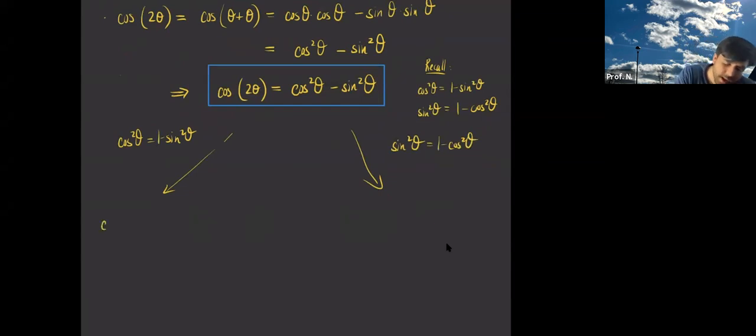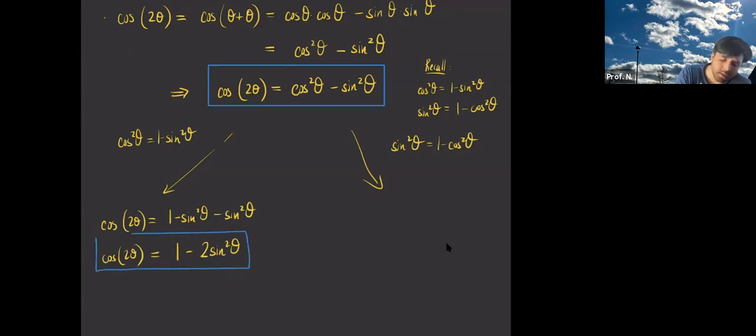So if I do so, look what happens. Cosine of twice the angle, instead of writing cosine squared, I'm going to write 1 minus sine squared theta minus sine squared theta. So what's 1 minus sine squared theta minus sine squared theta? It's 1 minus 2 sine squared theta. So cosine of twice the angle can also be written as 1 minus 2 sine squared theta.